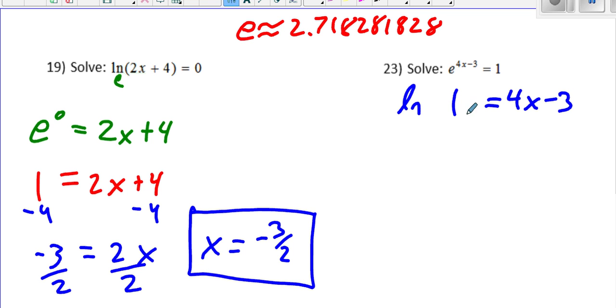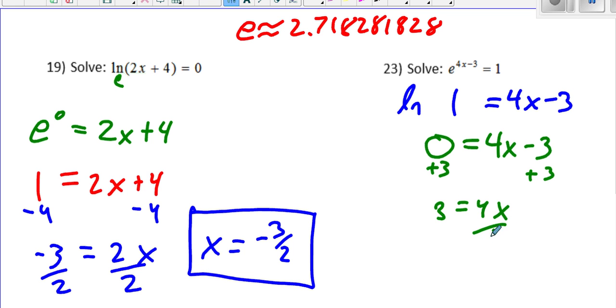Natural log of 1, anytime it's log 1, the answer is 0, because it's saying what power gives you an answer of 1. Log asks what power. So what power gives you an answer of 1? The power would be 0. So 0 equals 4x minus 3. Add the 3. 3 equals 4x. Divide by 4. x equals 3/4.